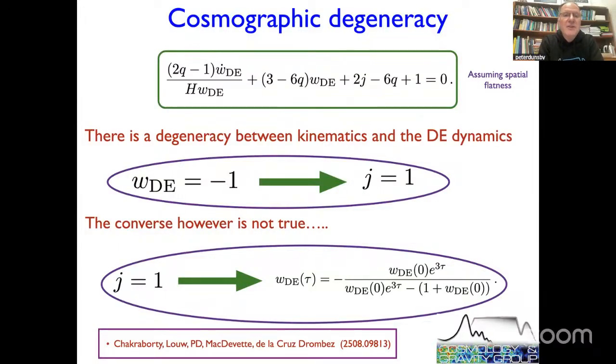So it's true to say that w_DE equal to -1 implies j is 1, but one has to be very careful that when you make measurements of the jerk parameter, take observational data and constrain j, that doesn't necessarily imply that even if you're close to j equal to 1, you have an exact lambda CDM model. I'll touch on that issue a little bit later on towards the end of the talk.